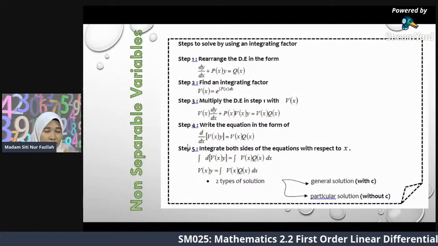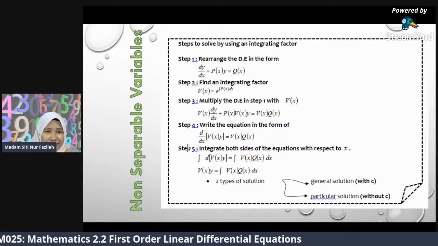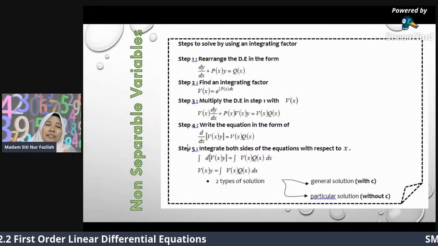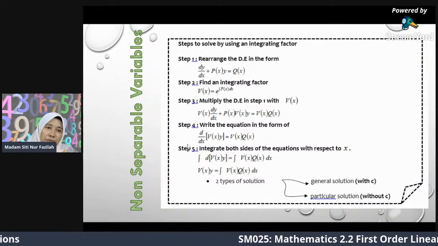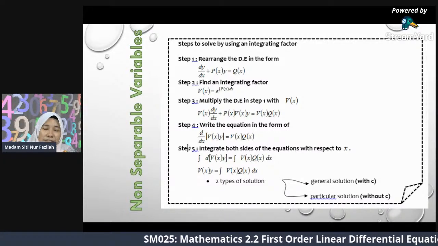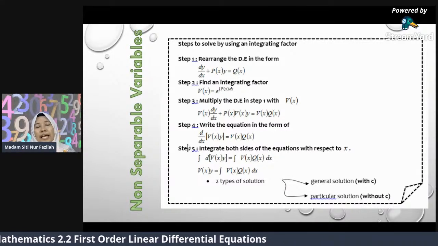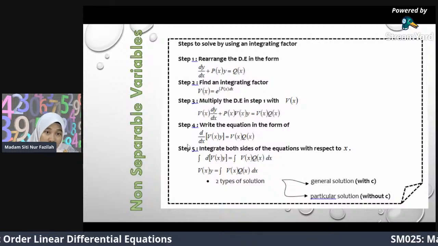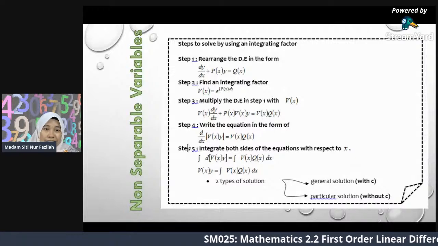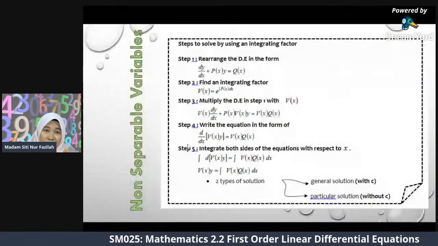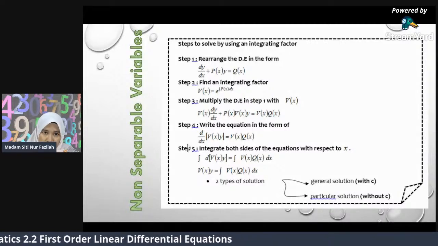First, step 1. What is step 1? We need to rearrange the DE in the form. The form here is the standard form for a first order linear differential equation. The standard form here is dy over dx plus function P(x) y equal to function Q(x). This is the standard form for a first order linear differential equation.